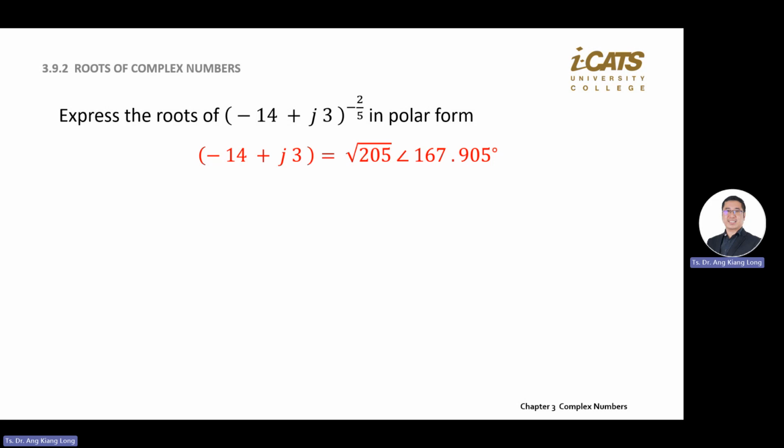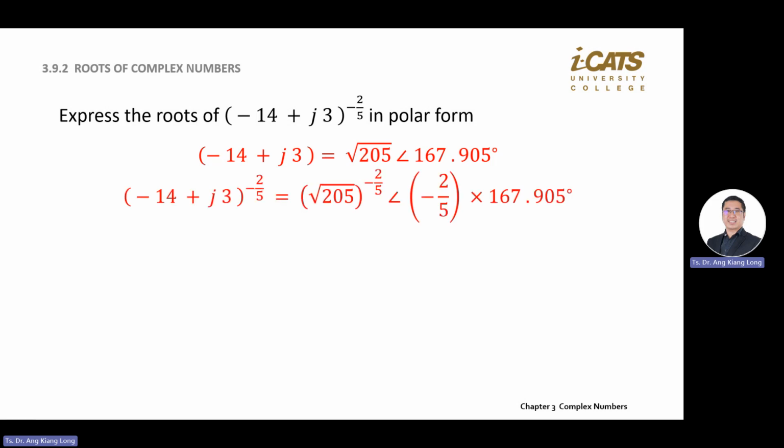You convert the Cartesian complex number into polar. This step you should already know how to get the modulus, square root 205, and you should already know how to find the angle, 167. This one is in the second quadrant. Then you use De Moivre's theorem. De Moivre's theorem means you take this square root 205 to the power minus 2/5, and the angle you multiply by minus 2/5. This is De Moivre's theorem, right?